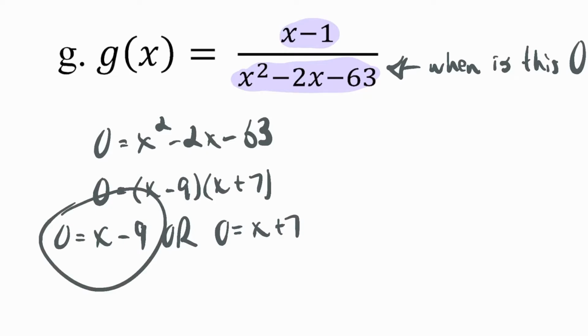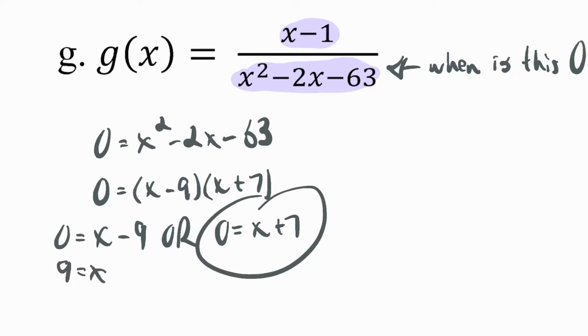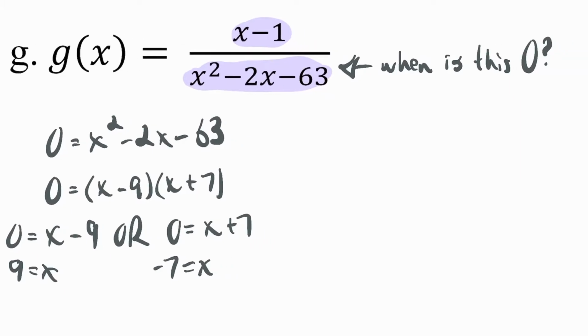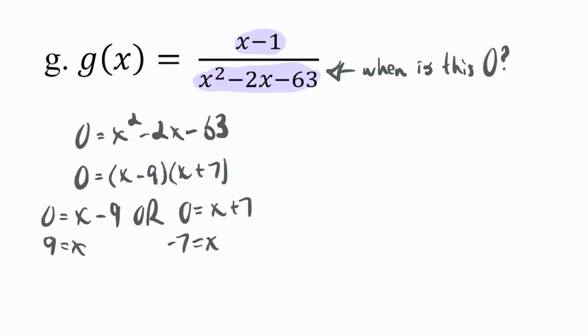And so in this first equation, I'll add 9 to both sides. So 9 equals x. In this equation, I'll subtract 7 on both sides. So negative 7 equals x. So those are my two values where the denominator is 0. Therefore, they're not in the domain.